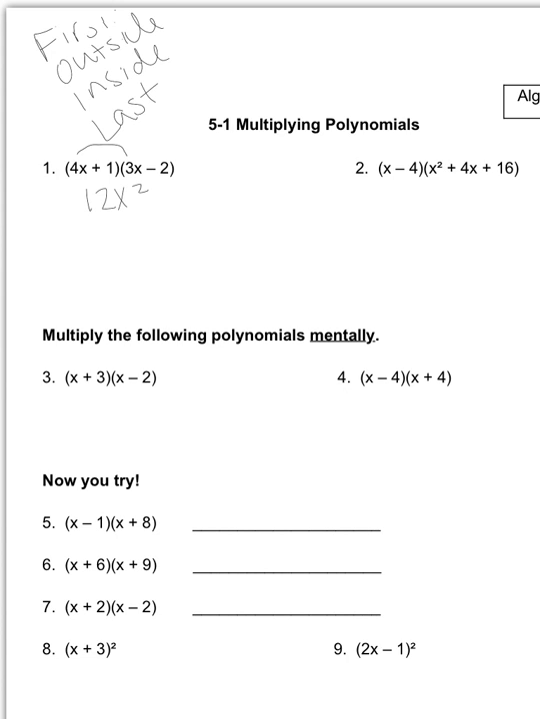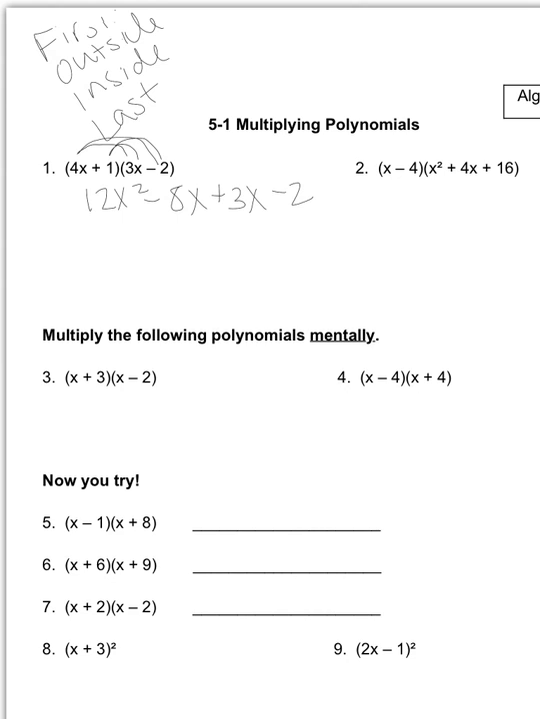And then we'll multiply the outside terms together. So 4x times a negative 2 would give you a negative 8x. And then the inside terms, you would get positive 3x. And then the last terms, you would get negative 2.